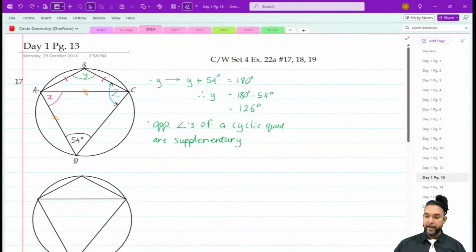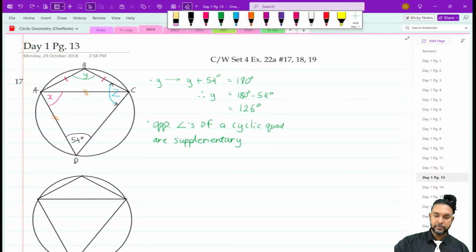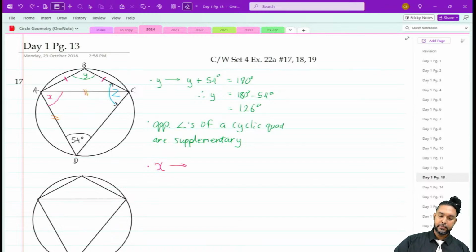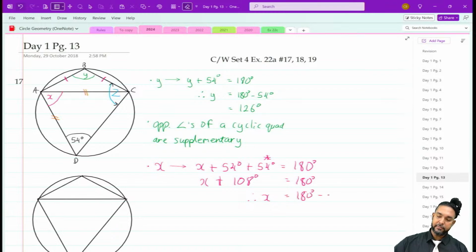So we could even say that for angle x, x plus 54 plus 54 is equal to 180. And we can put a little asterisk here. So 54 and 54 is 108. And now to find x, all we have to do therefore is subtract 108 from 180.